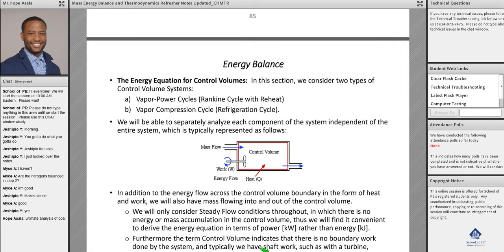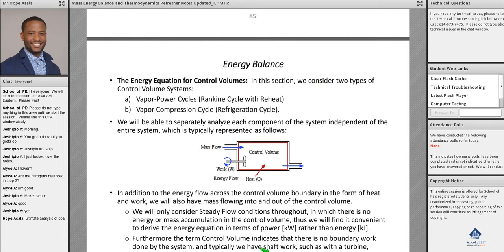All right. So in this section, we're going to consider two types of control volume systems. We're going to do the vapor power cycle, and we're going to do the vapor compression cycle. The vapor power cycle is essentially a Rankine cycle, and it's the principle by which things like steam power plants operate. Then we're going to look at the Rankine cycle with reheat, to understand what happens when we have to reheat while we're trying to get stuff back in the turbine. It's pretty much a straightforward reason why we do that. We're going to talk about that.